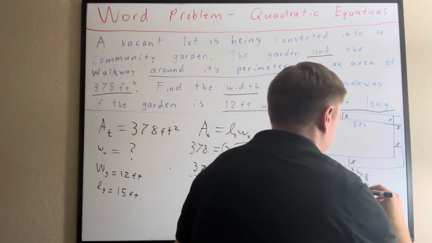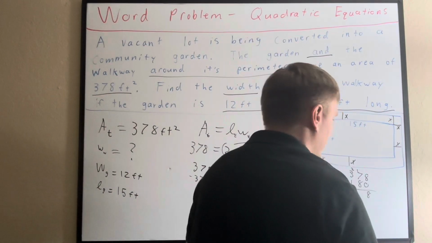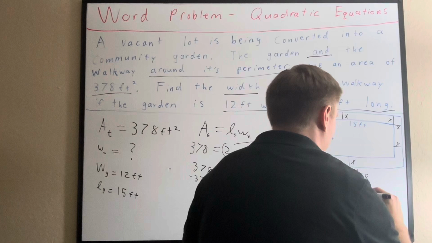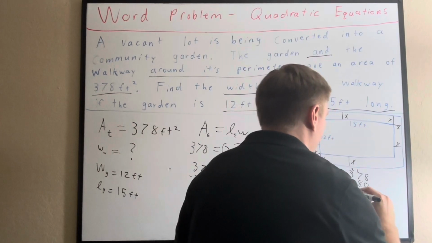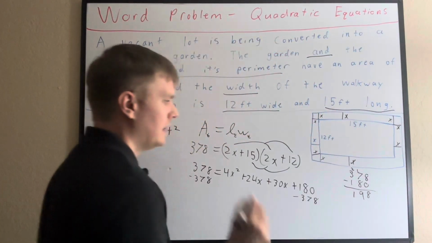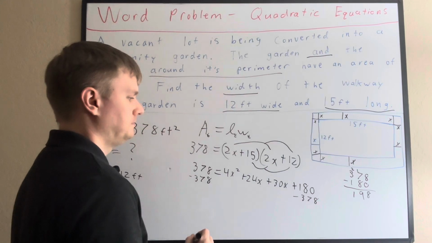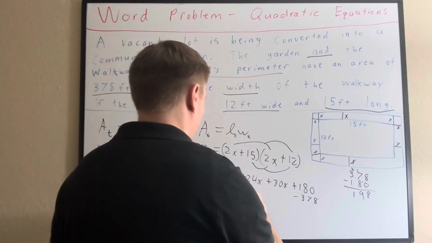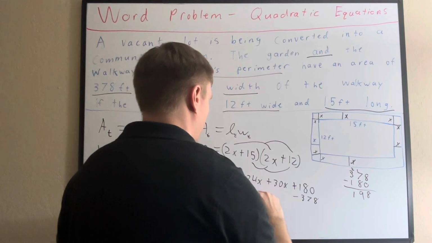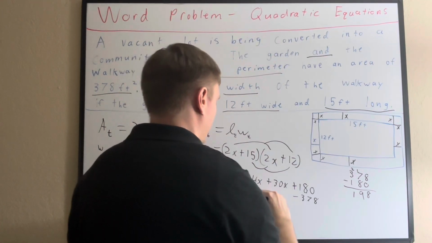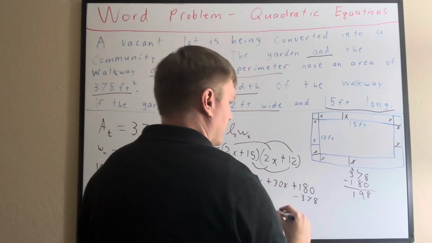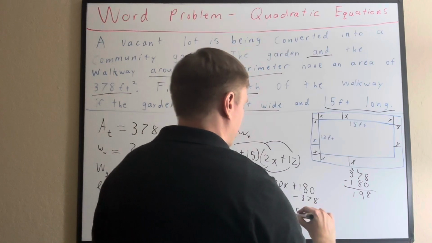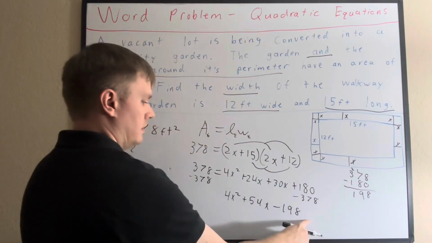is, why am I blinking here? Is it 9? Yeah. 2 minus 1 is 1. 198. Okay. 24 plus 30 is 54x minus 198. Right?